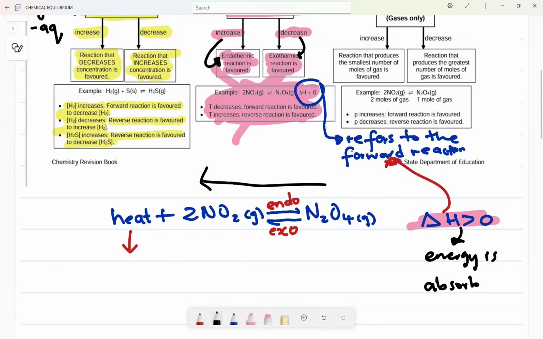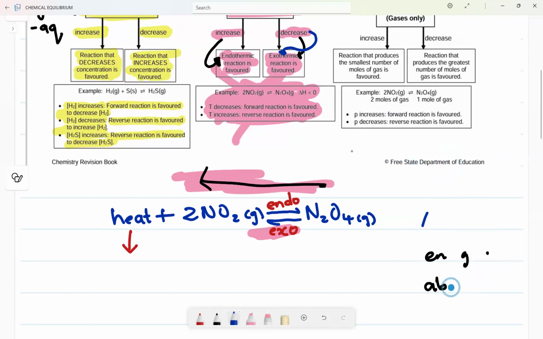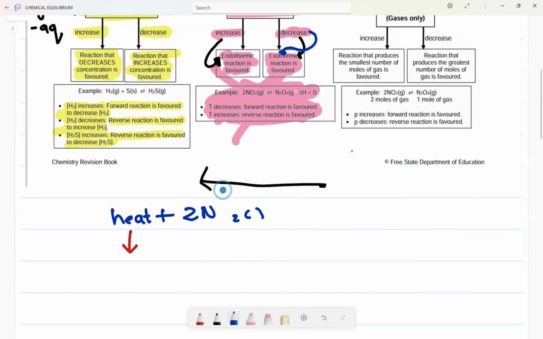So now, can you see that if there's a decrease in temperature in here, we will favor the reverse reaction? But what does the reverse reaction tell us? The reverse reaction is exothermic. Is it true that when there is a decrease in temperature, we favor exothermic? Yes. If there is a decrease, we favor exo. So I want to believe the temperature effect is now clear.